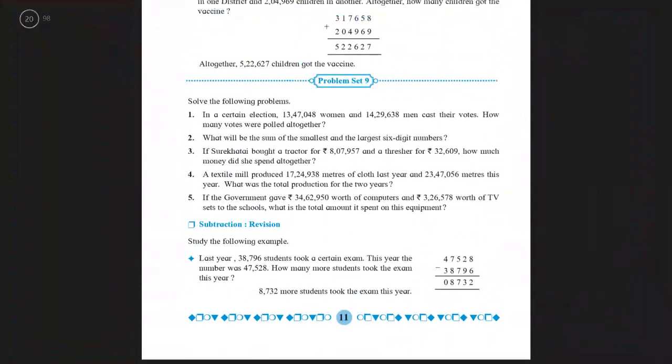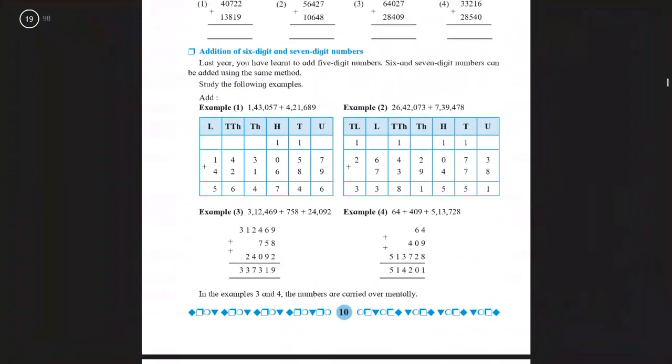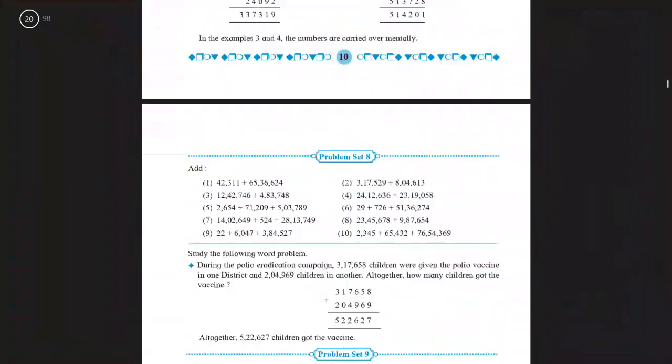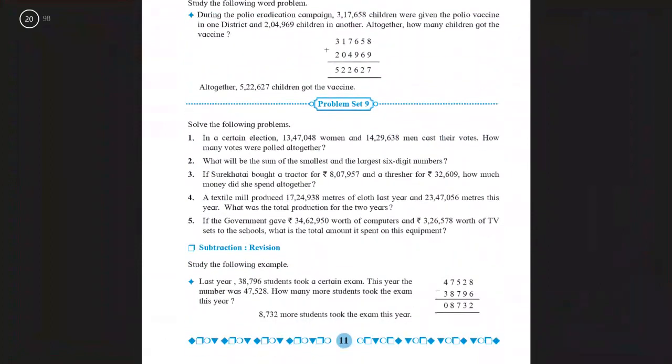So children, today we have done problem set 7, 8 and 9. So all three are very simple exercises. I hope you have understood the concept properly. I want all of you to be writing this down properly in your classworks and completing it up to this particular exercise.